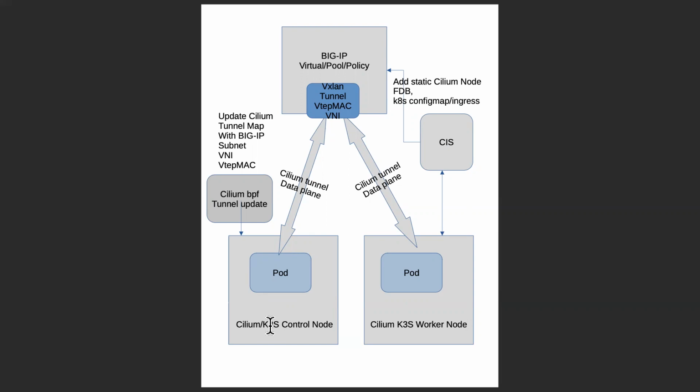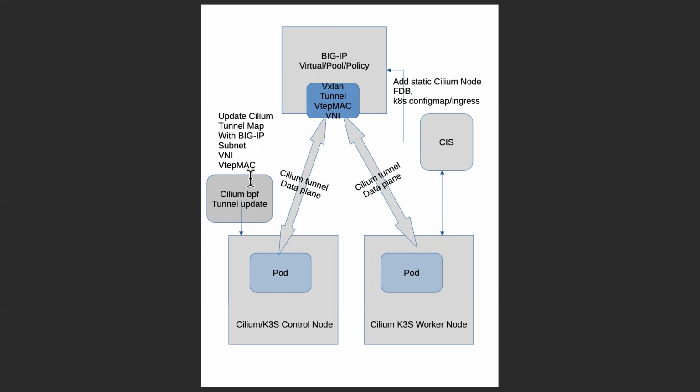but instead of using Flannel, here I use Cilium, which uses the BPF networking technology. So here is the diagram, and I use the Cilium BPF tunnel update command to configure the Cilium tunnel map to communicate with the BigIP VXLAN device.